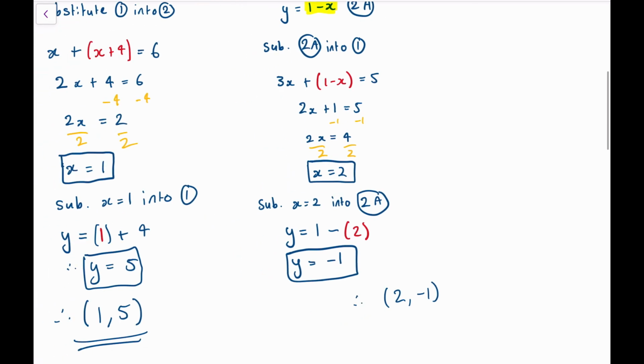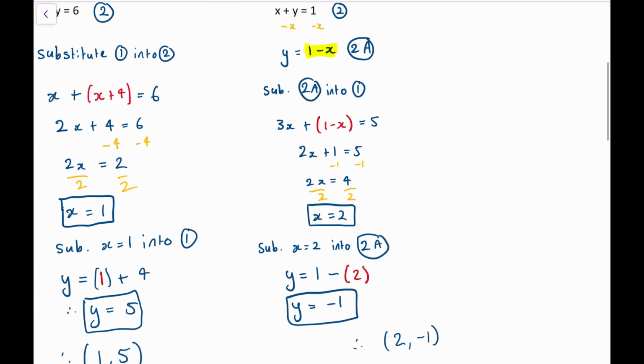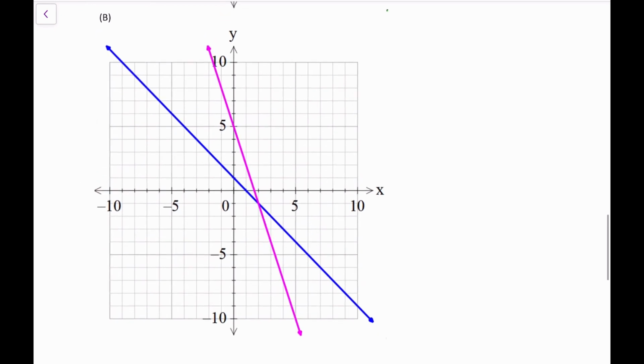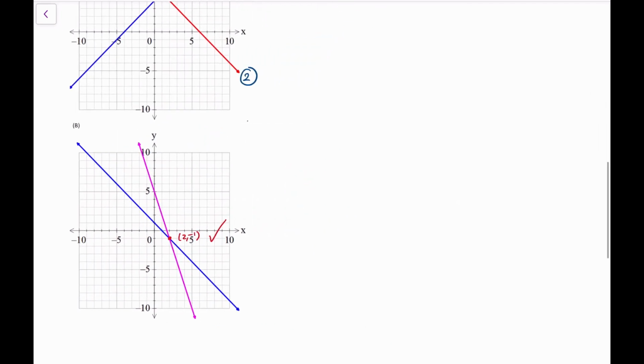Now let's test that. Let's check that in our answer. So I said (2, negative 1). Here are the two lines that I put onto the Cartesian plane earlier. The point of intersection is here. And that point there is 2 across, and it's also down 1, negative 1. Fantastic.